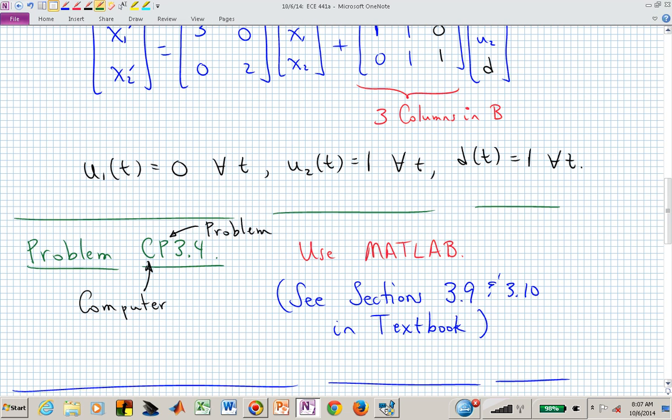CP3, was there a CP something somewhere in a movie? CP3PO, something like that. Anyway, that's not what this is. This is computer problem 3.4. I kept saying CP and I'm going, I think I've heard that somewhere before.